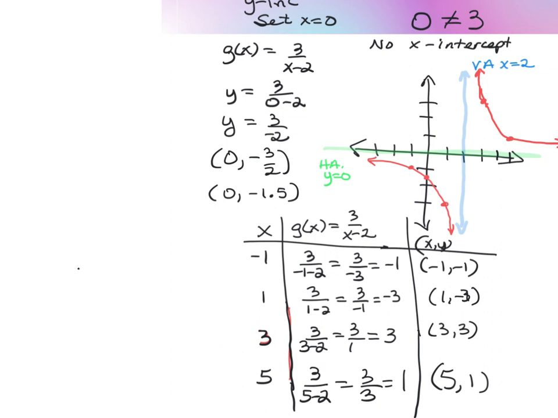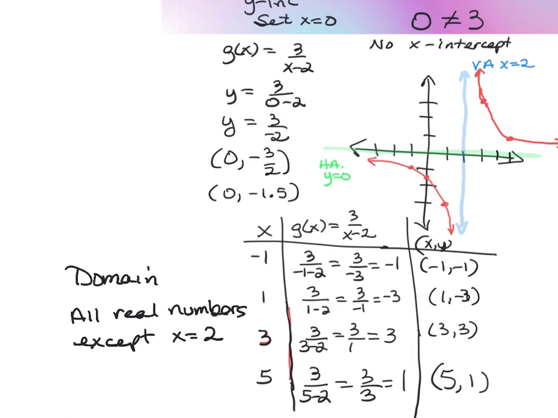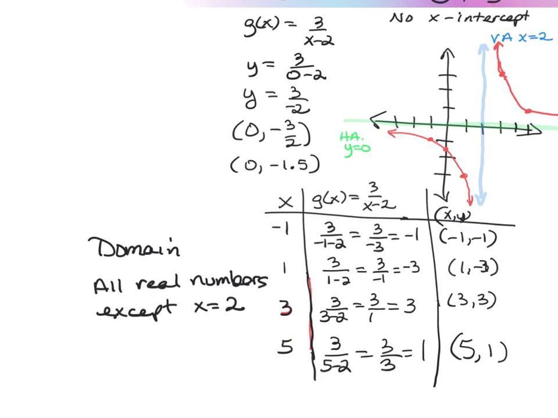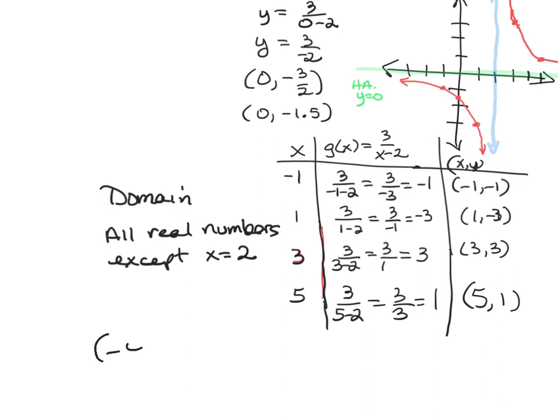So the domain, if you were to write this, and I was going to initially give you WebAssign homework, in the WebAssign, it would expect you to describe the domain in words. So you would have said the domain is all real numbers except when x equals 2. In interval notation, it would be from negative infinity up to the 2, unioned with 2 to infinity. So this is the domain listed in interval notation.